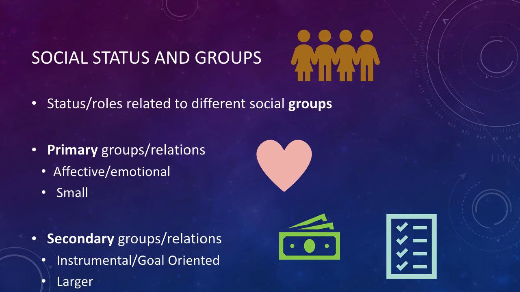So primary groups: small, more emotional or affective, and longer lasting. Secondary groups or secondary relations tend to be much more short term, and the relationships are instrumental or goal oriented.